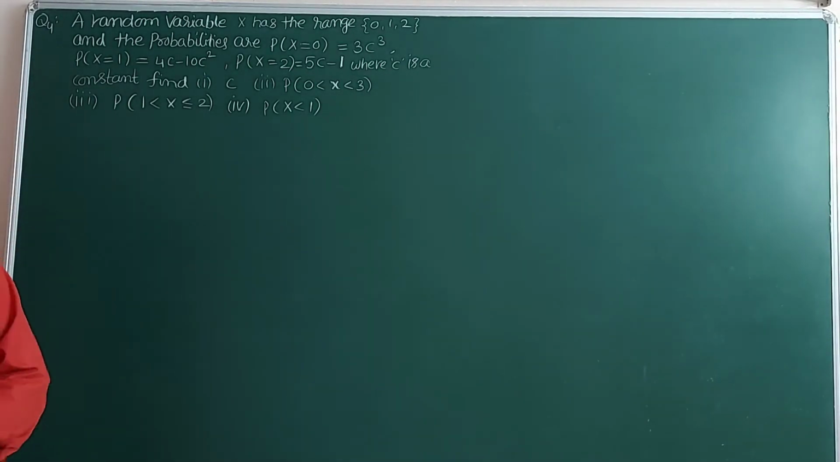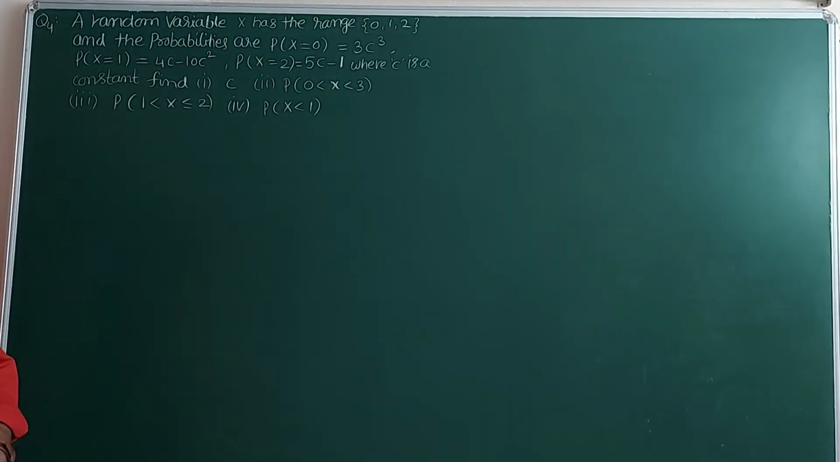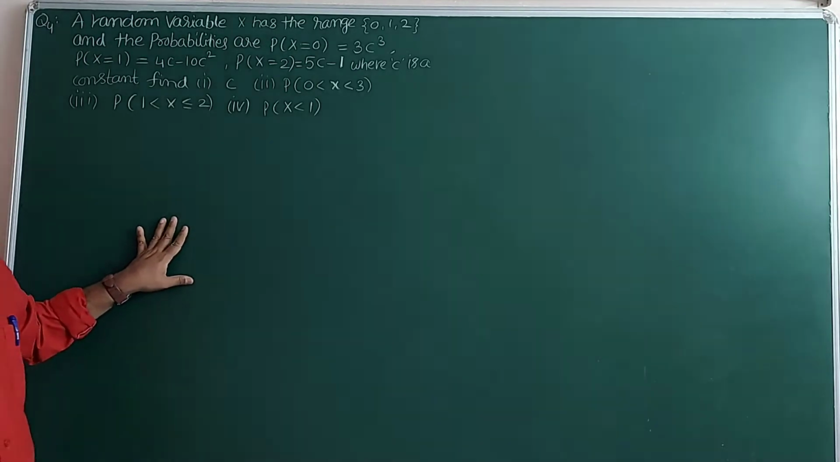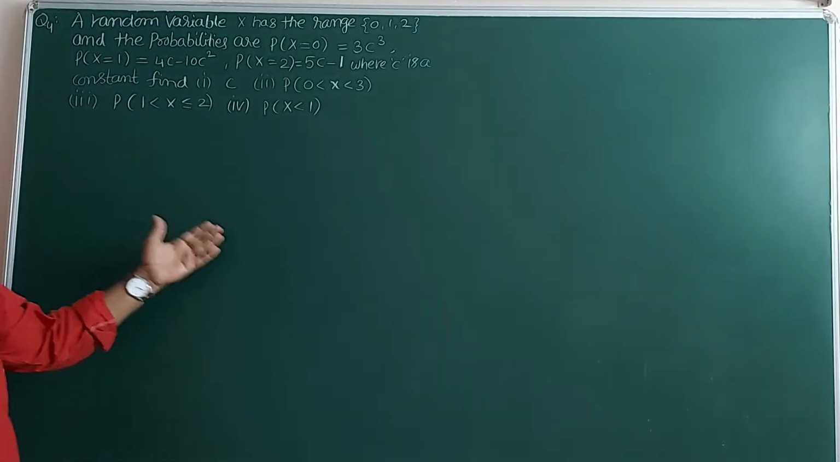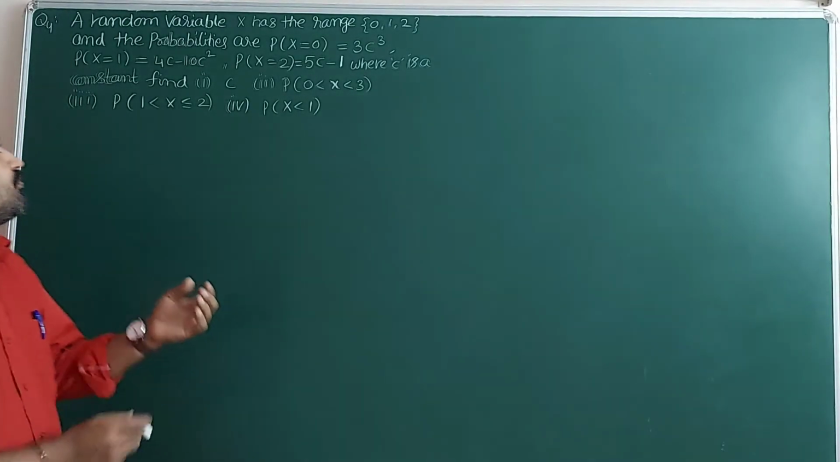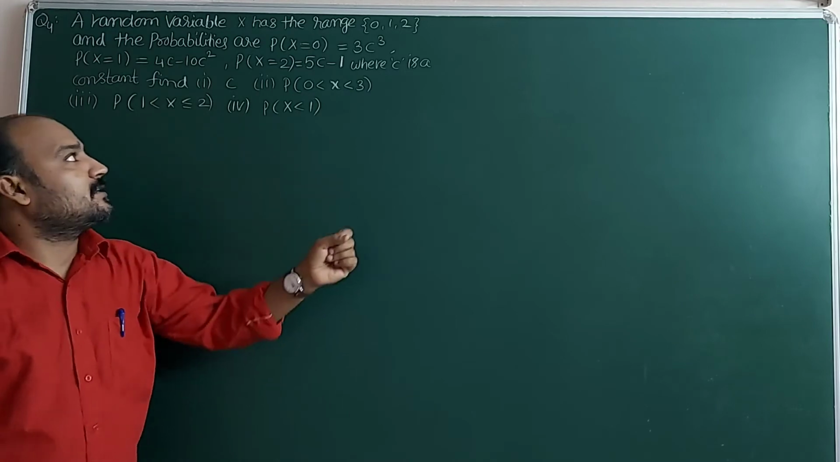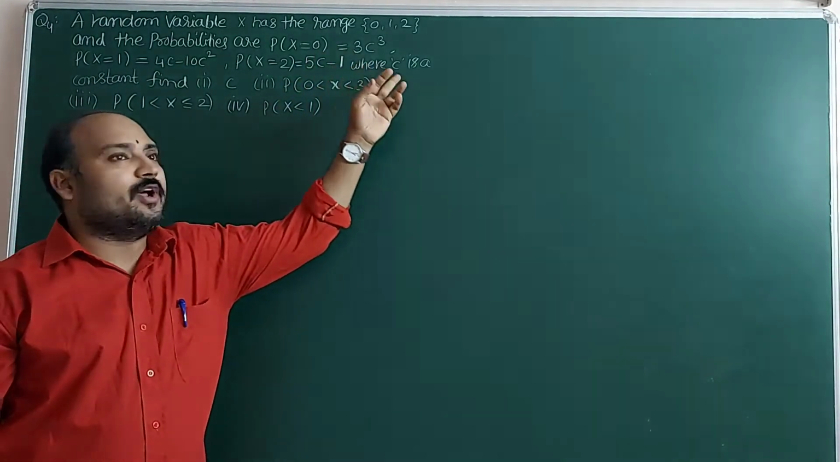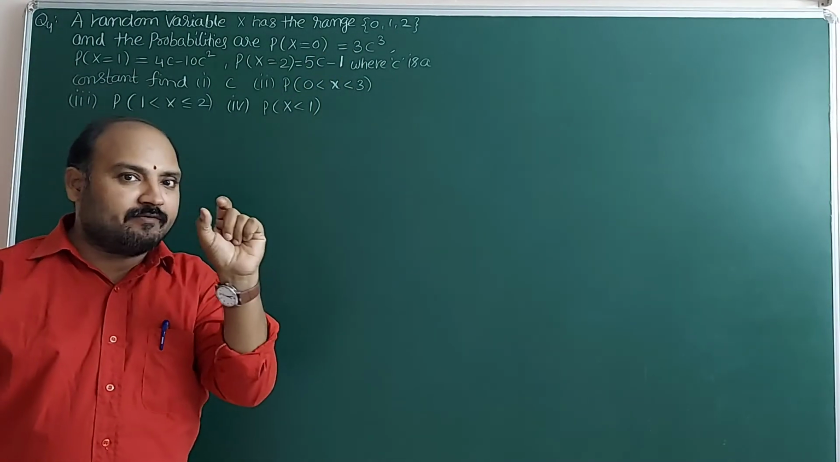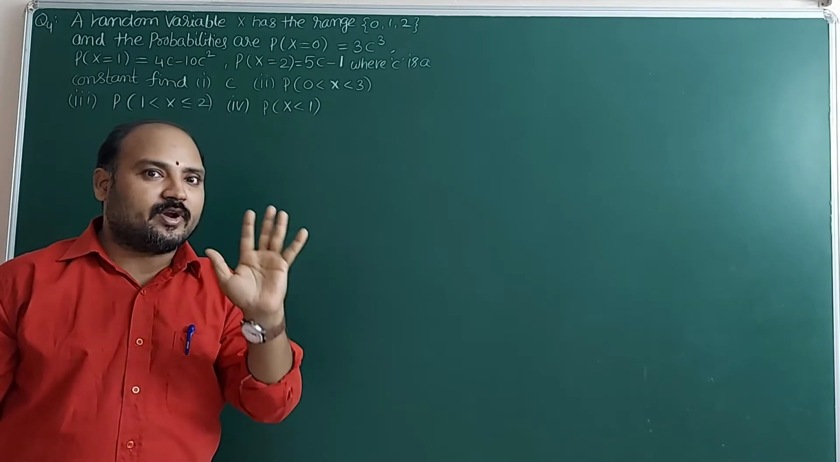The next question, question number 4. A random variable, given this question also number of times they asked the students. Keep on practicing this type of question. A random variable x has the range 0, 1, 2. That means the random variable x equal to 0, x is equal to 1, x is equal to 2.